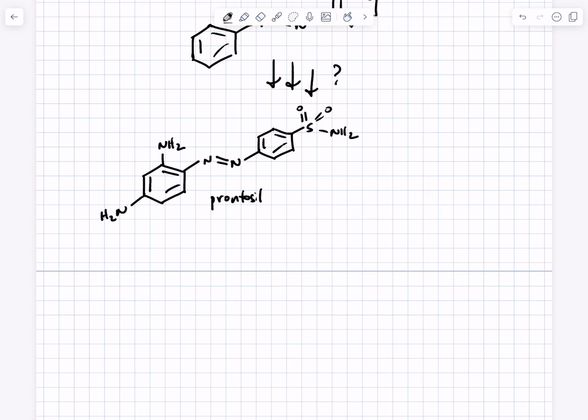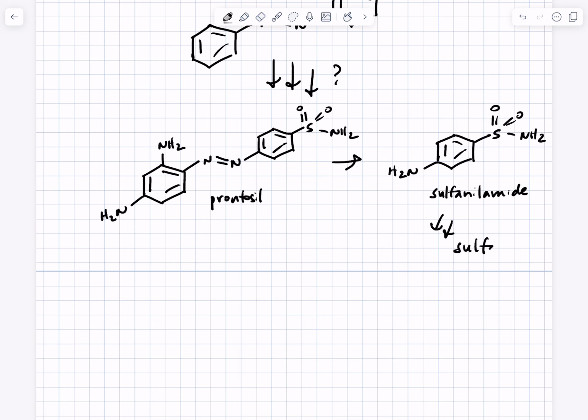But what actually happened in biology is the drug was metabolized to something. The drug itself was not active, but it was metabolized to something like this. And this was the active antibacterial agent. This is called sulfanilamide. And this led to the development of a whole host of antibiotics that are called sulfa drugs, which sort of revolutionized medicine just about the time World War II started. Many people lived when they otherwise would have died because of infections.